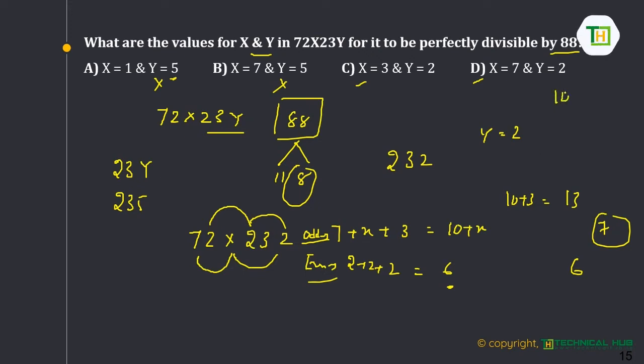See, if you put x is equal to 7 here, what happened? Here the sum is 17 and here the sum is 6. So the difference is how much? 11. So what is the rule of 11? The difference between the sum of odd places and the sum of even places is a multiple of 11 or 0. So 11 is a multiple of 11. So what is the answer for this question? Option D.